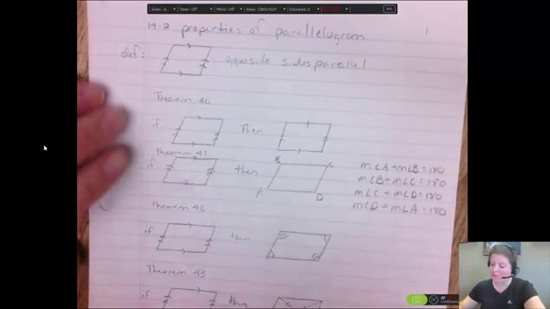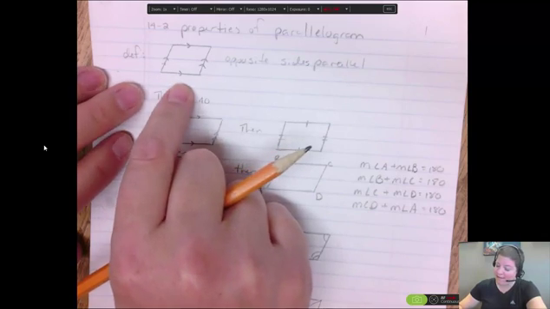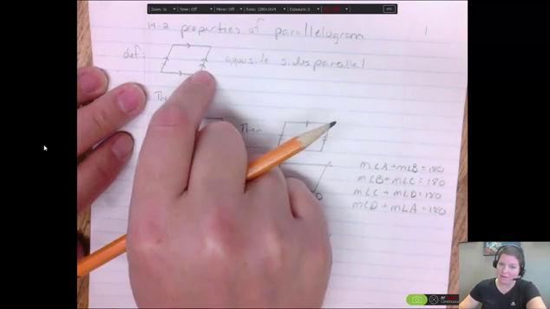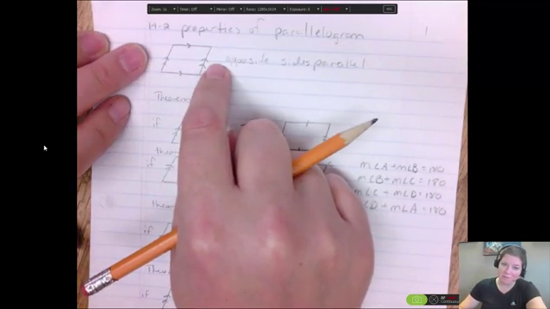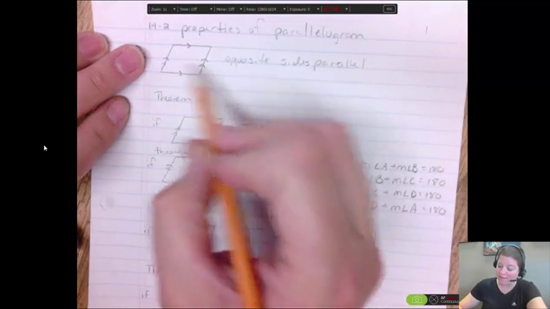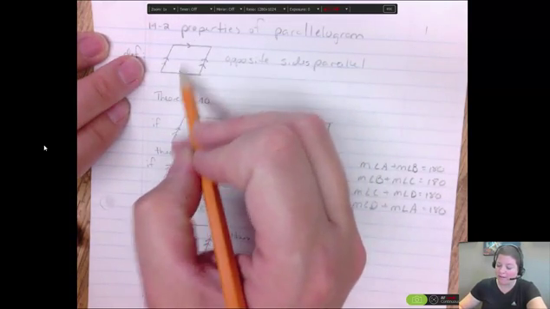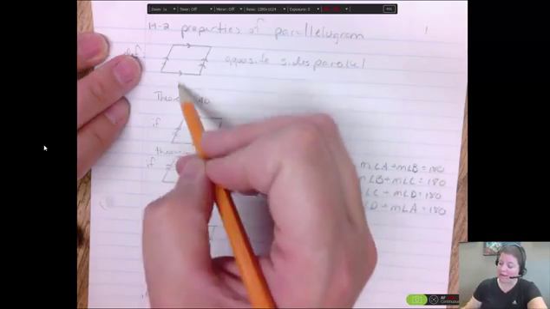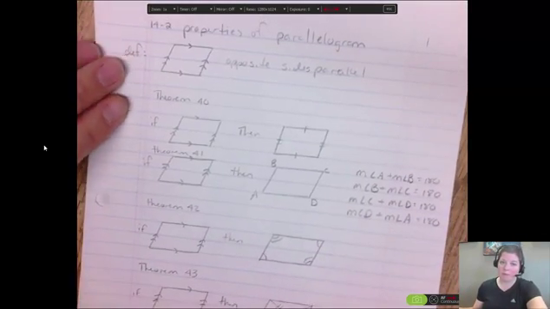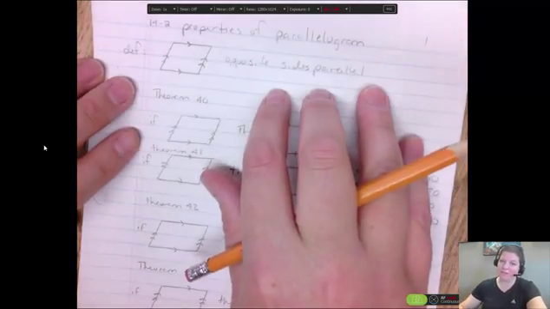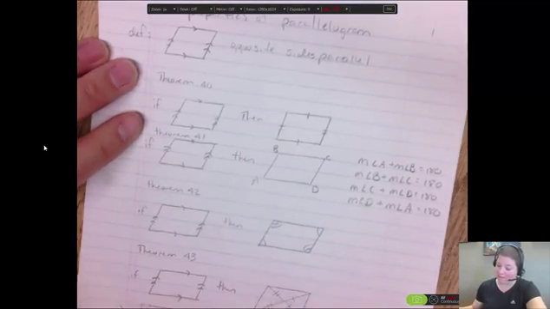So the definition of a parallelogram is that opposite sides have to be parallel. In this picture, we represent parallel with double lines for these two being parallel, and single lines, or arrows, this way. So that's kind of the symbol for parallel. So that's our definition. So here are all our theorems about parallelograms.